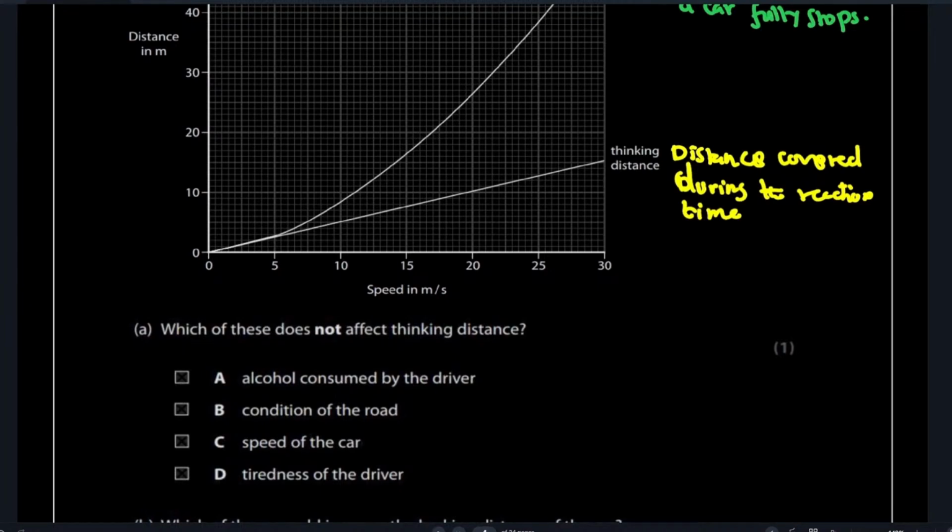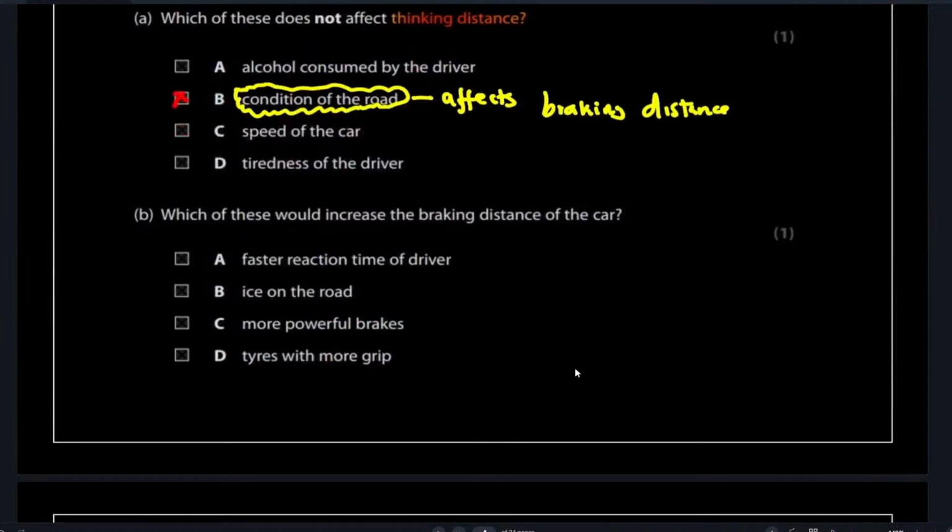Thinking distance, right? So we need to identify thinking distance can only be... cannot be affected by the condition of the road. Condition of the road actually affects the braking distance.